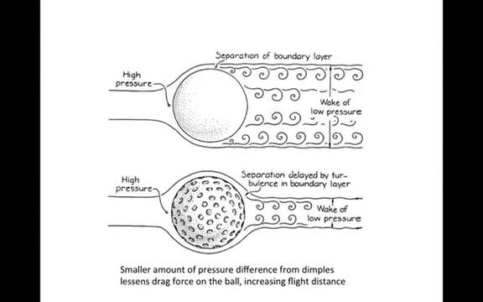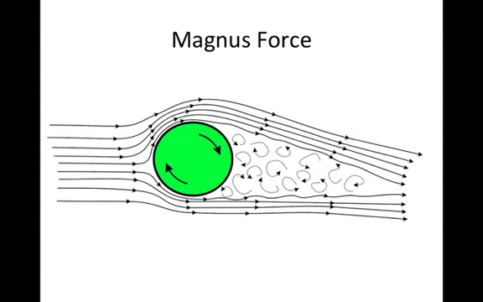The way it works is simple. The dimples on the golf ball create turbulence, which sucks air towards the surface. This results in a delay of separation between the air and the surface of the ball, which reduces drag. The reduction of drag allows the ball to travel further. The third type of force acting on the ball is the Magnus force, which acts in a direction perpendicular to the velocity of the ball.